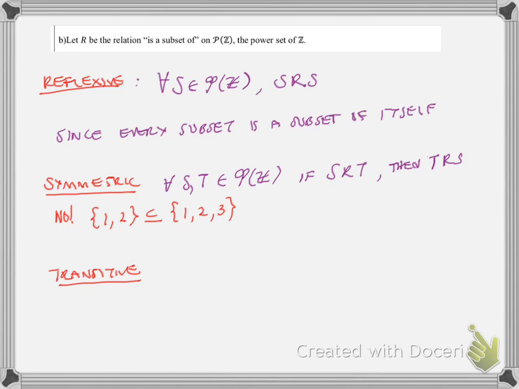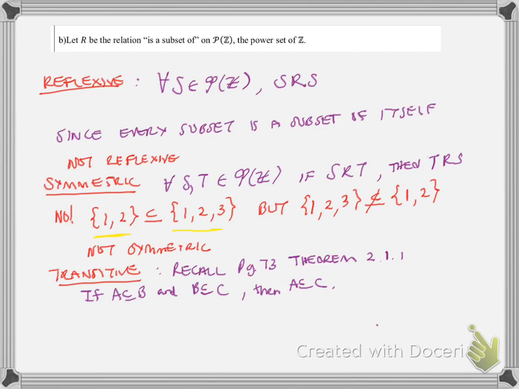Okay, I hope you figured out that this is not symmetric. And an example I could just look at is something simple. So we can see here that the set containing 1, 2 is clearly a subset of the set containing 1, 2, 3, right? And we're on the power set of the integers, all right? So we're just looking at our integers. And so that's obviously true, right? But the set containing 1, 2, 3 is not a subset of 1, 2. So it is not symmetric.